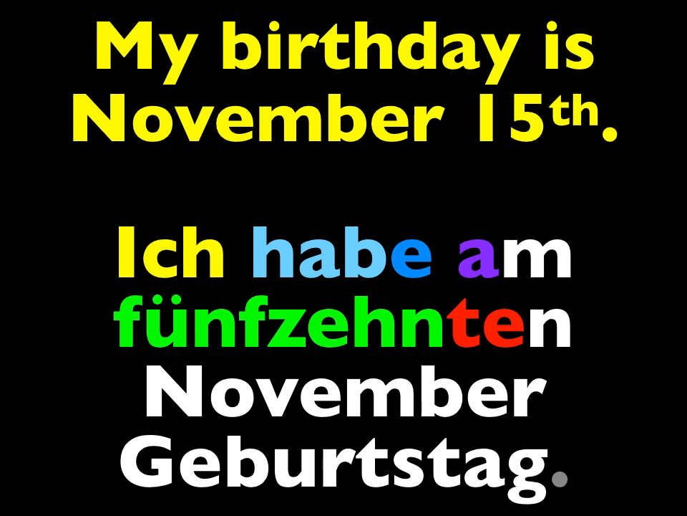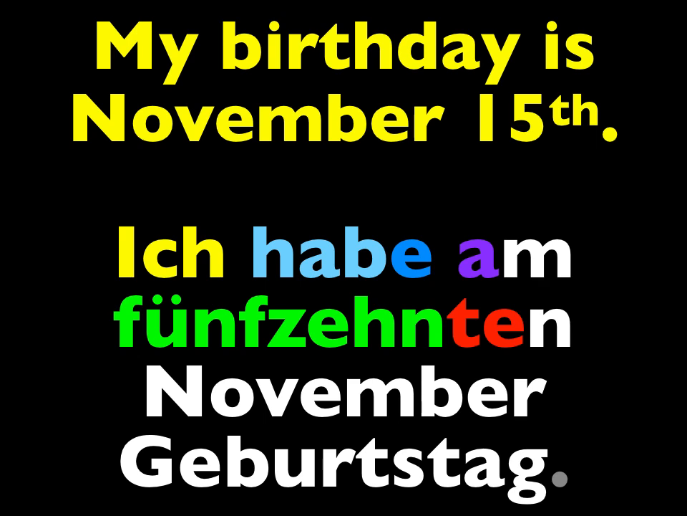The answer to the question in English is, for example, my birthday is November 15th, which in German is, Ich habe am 15. November Geburtstag. Notice again, I have on the 15th of November birthday. Notice that the time element, am 15. November, comes right after the verb, with the direct object, Geburtstag, coming last. In English, we would put the birthday before the time element.